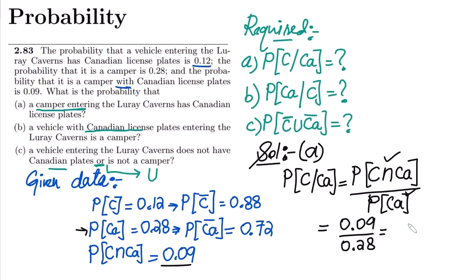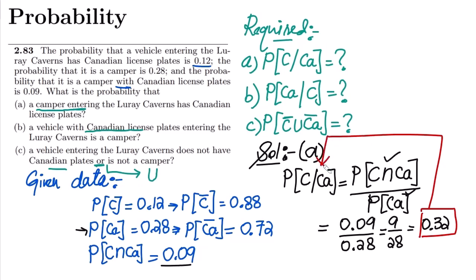What would we get? We would get 9 by 28, and the simplified answer here would be 0.32. So there is a 32% chance that a camper entering the Lure Caverns has a Canadian license plate. That is the solution of part A.